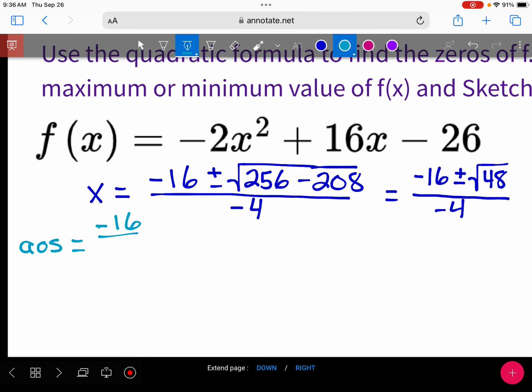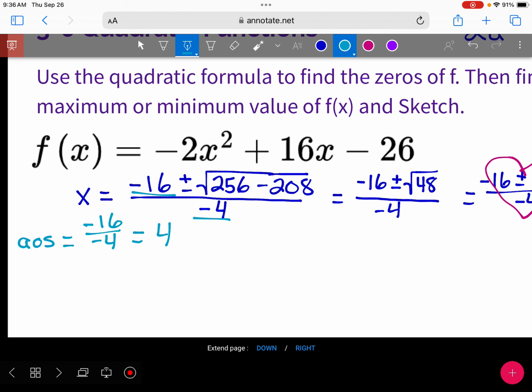Yeah, we have our negative 16 over our 2a, negative 4. So negative 16 divided by negative 4 gives us a positive 4. Again, our axis of symmetry pieces are in our quadratic formula. They're right there. So then we need to find our f of 4.